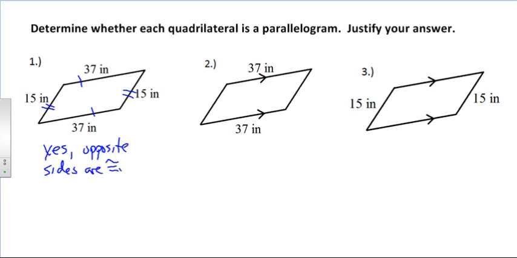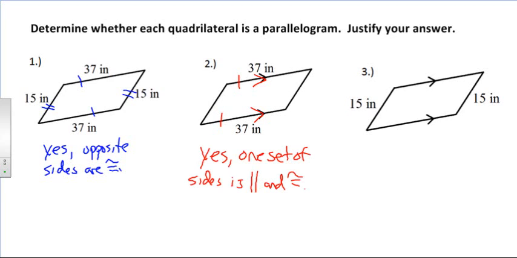For problem number two, if I look here, I notice that one set of sides is congruent, they're both 37, and that same set of sides are both parallel to each other. So I'm showing here that one set of sides is both parallel and congruent. That was a way to prove something was a parallelogram, so my answer here is also yes.